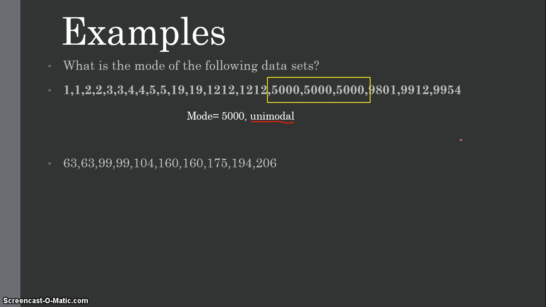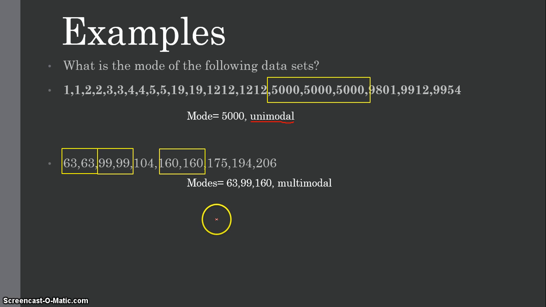Here we see that we have some numbers, right? But some of these numbers appear more often than others. In particular, the numbers 63, 99, and 160, right? These numbers each show up twice in the data set, while the rest only show up once, right? So if these numbers show up the most often, and they all show up the exact same number of times, they must all be modes. So therefore, all 3 of them will be modes.